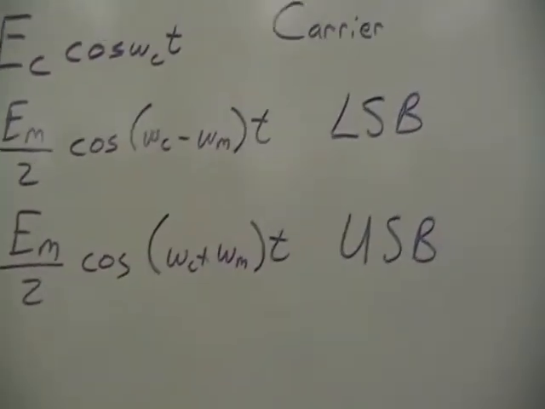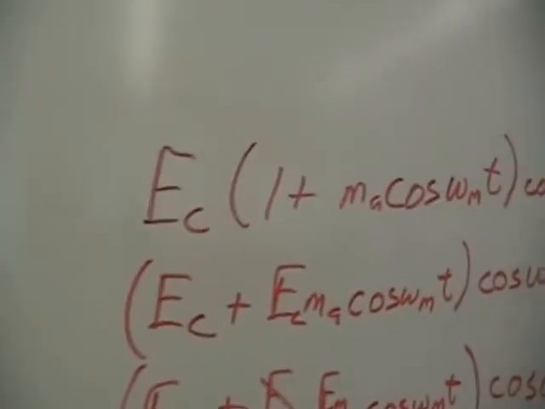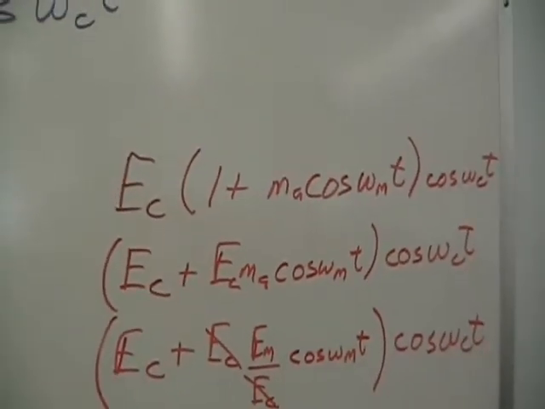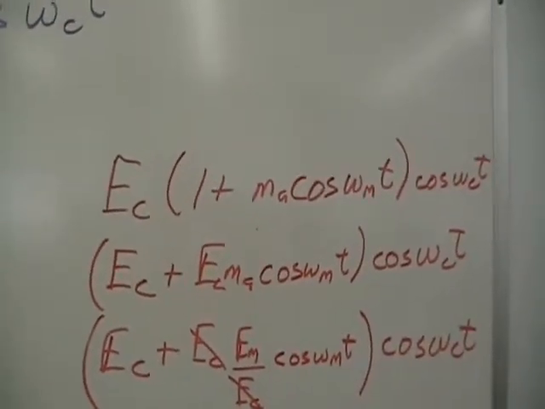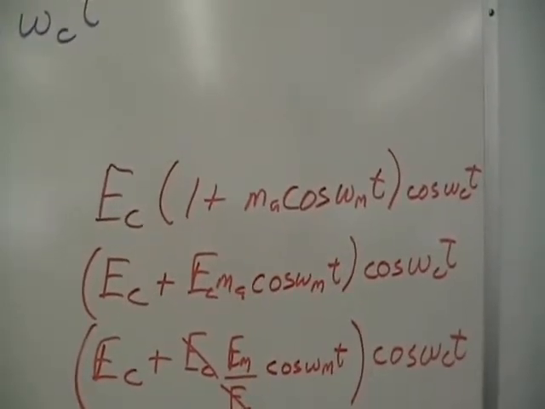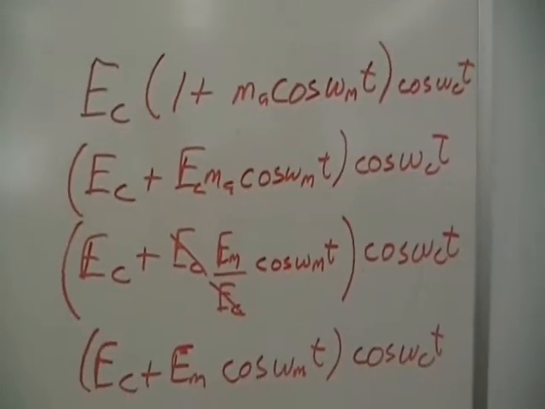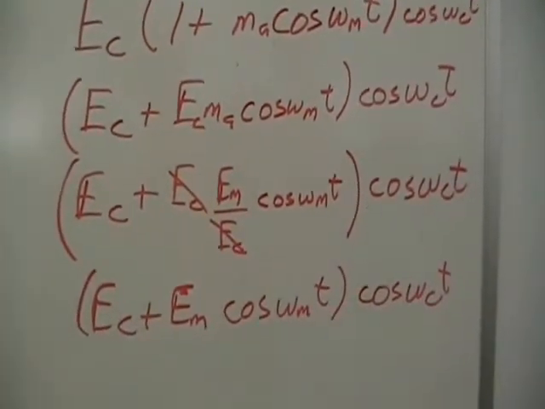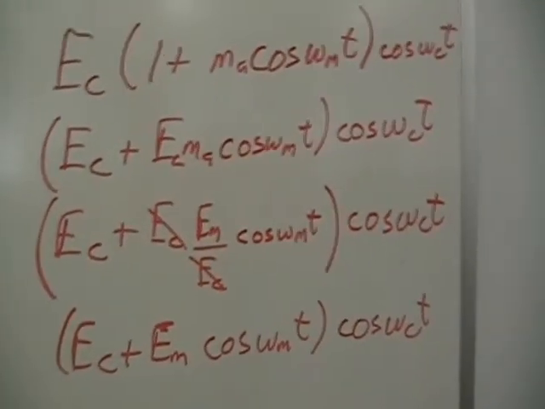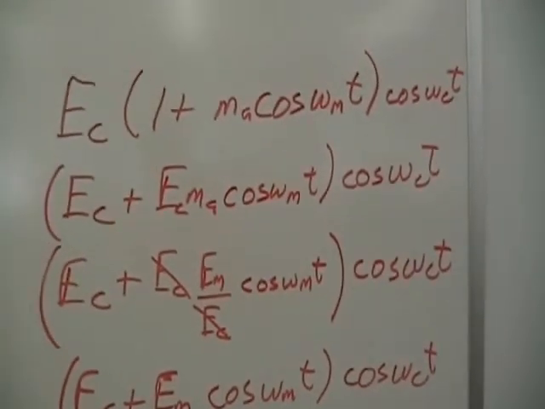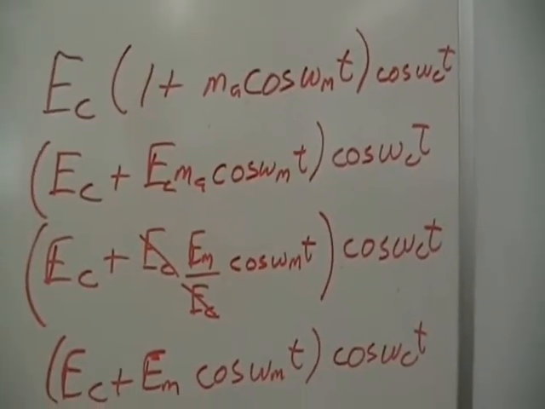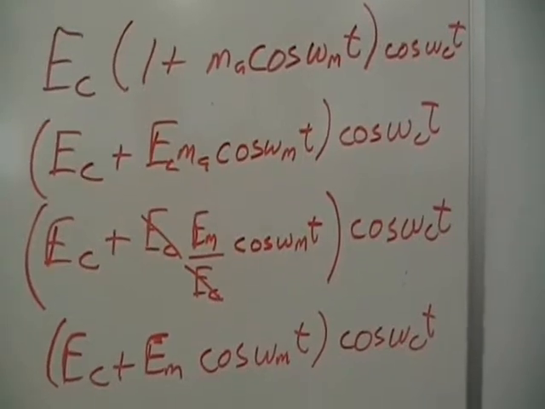Another way to write the equation is in this form, where the carrier, E sub c, times 1 plus m sub a cosine omega m of t. If we multiply this all out, we end up with the same equation. M sub a, if you remember, is the modulation divided by the carrier.